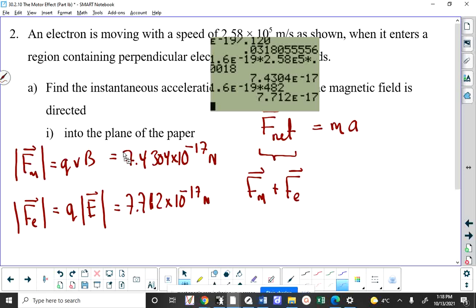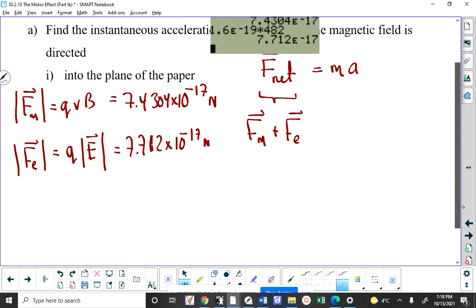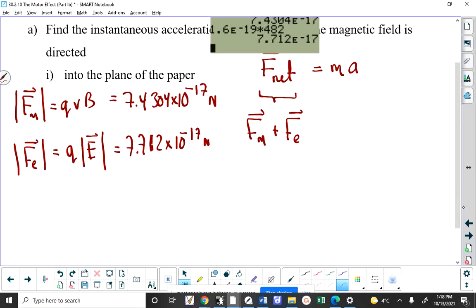So, what is the direction of the magnetic force? What is the direction of the electric force?